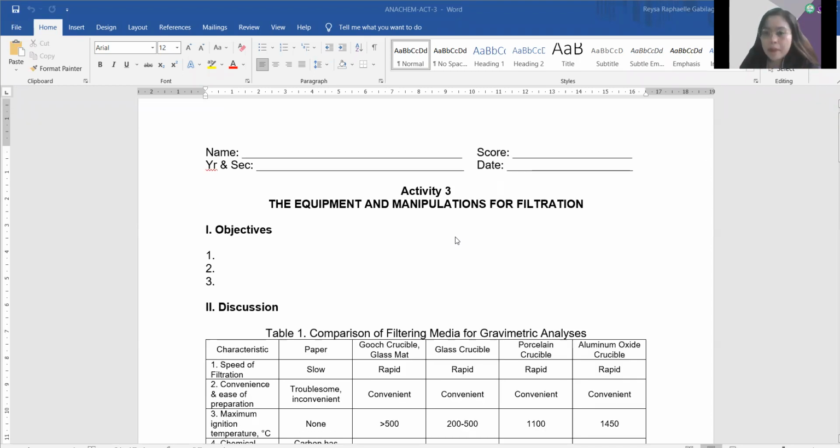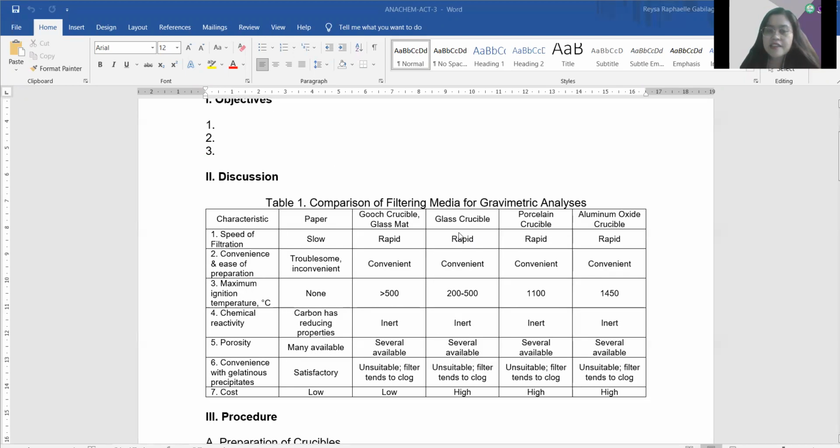So again, this is about filtration, and in the discussion section, you can see there the different apparatus or equipment that we can use during the filtration process, in which the most common is the filter paper. I believe you know that. You know that very well, that when we do filtration in the laboratory, most of the time we use the filter paper. However, the filter paper has advantages and meron din namang disadvantages.